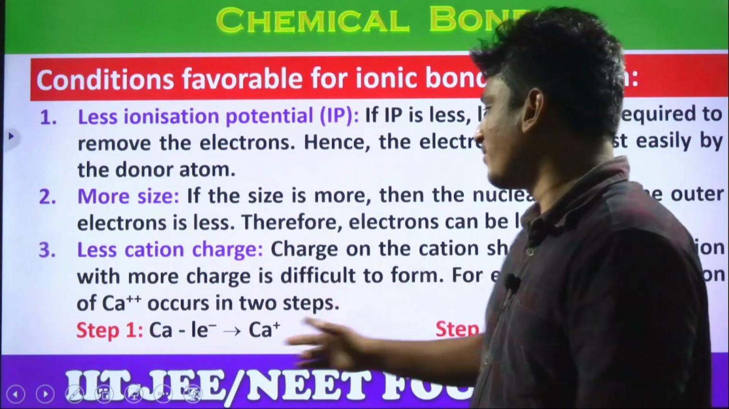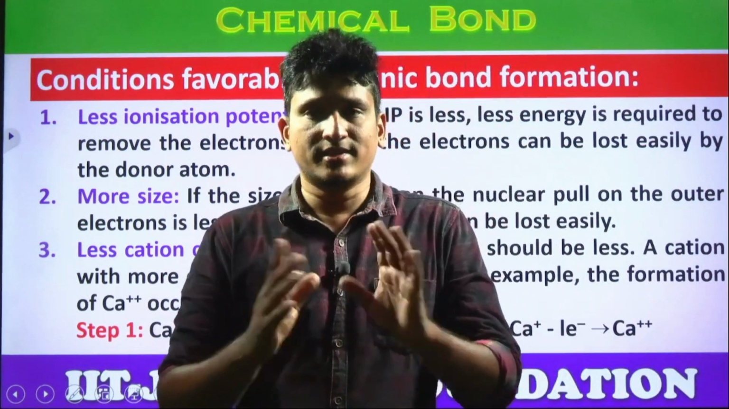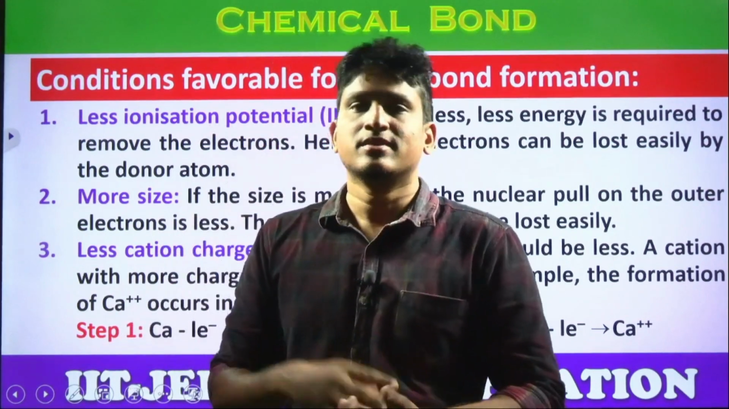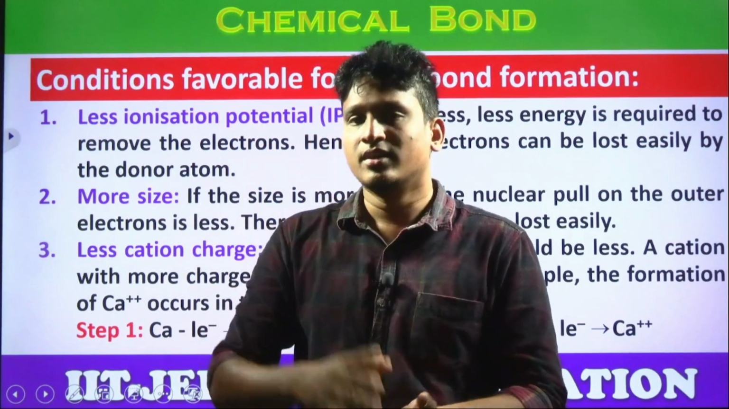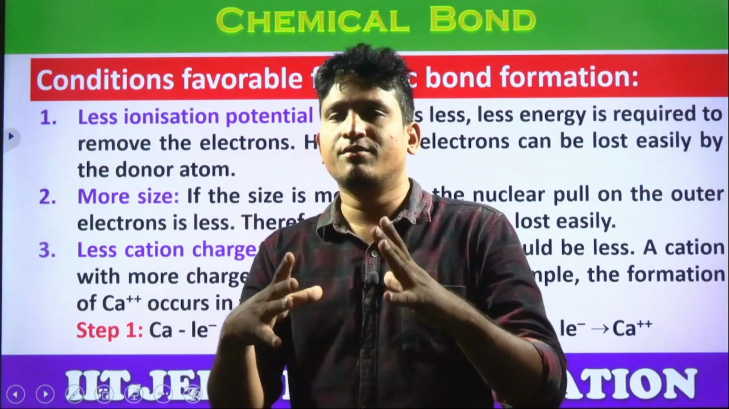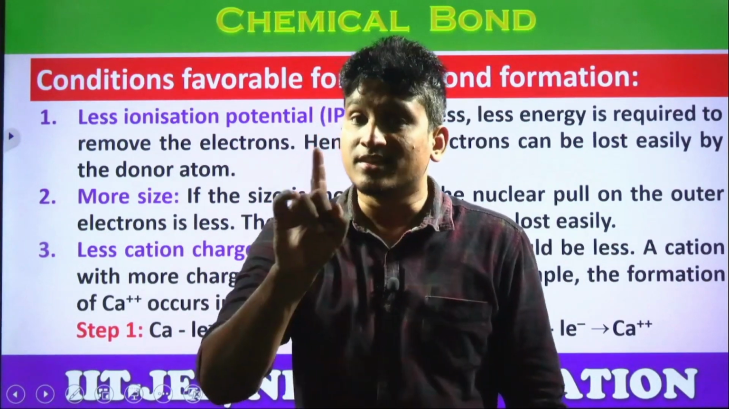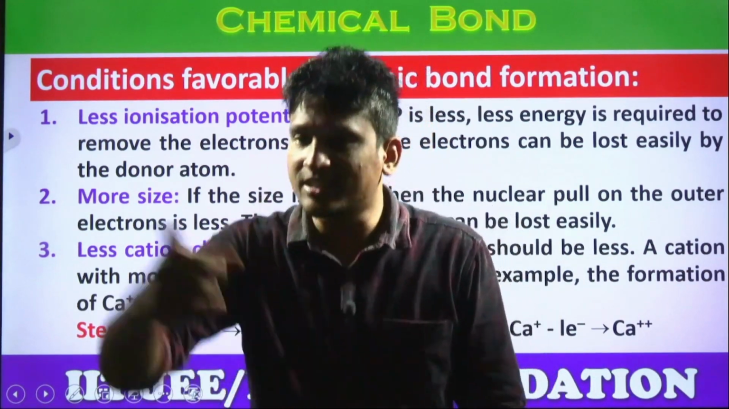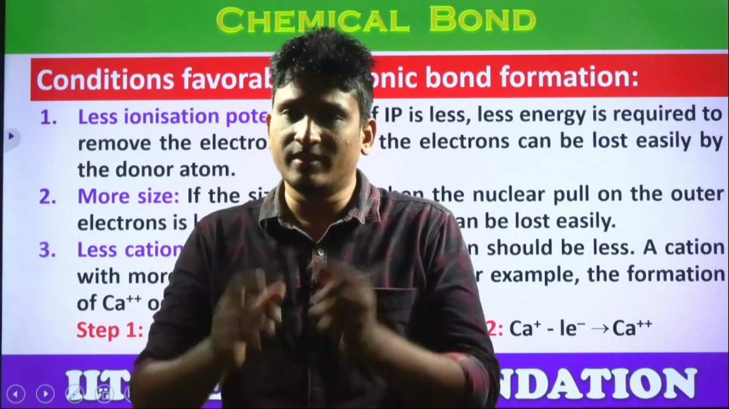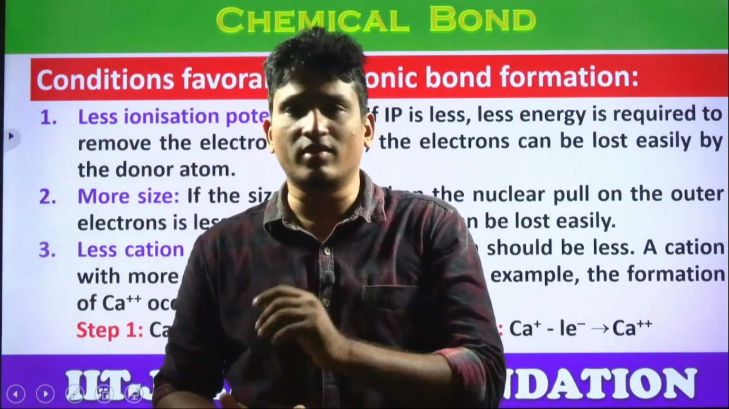A cation with more charge is difficult to form. For example, the formation of Ca+2 occurs in 2 steps. Less charge means, for example, first group elements. How do they get stability? By losing 1 electron. Second group elements by losing 2 electrons. 13th group elements by losing 3 electrons. Now, which are more metallic? Which are more electropositive? Which can form cations easily? First group elements. Why? With 1 step only they can get a stable configuration. As students, by losing 1 electron only, they can easily attain the stability of the octet configuration.